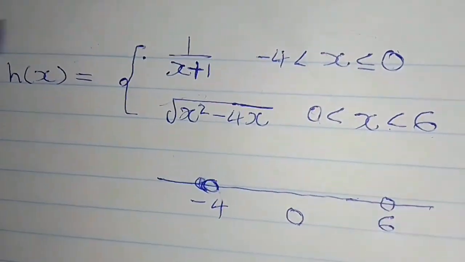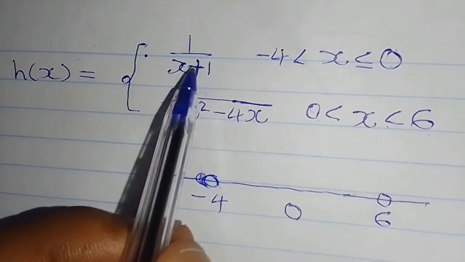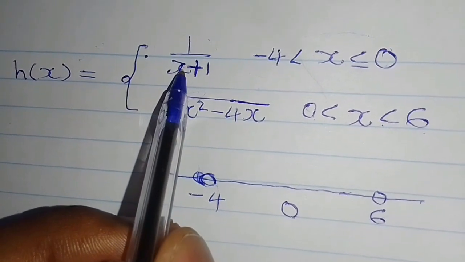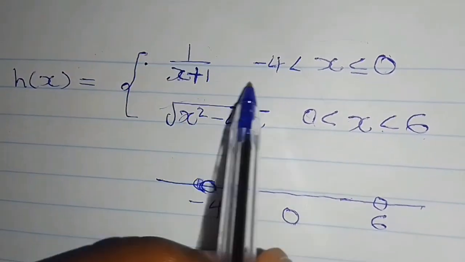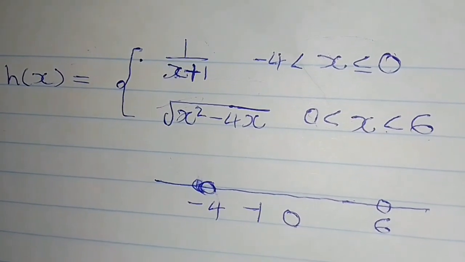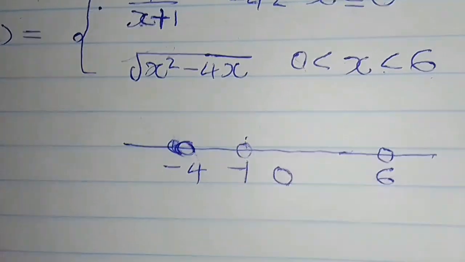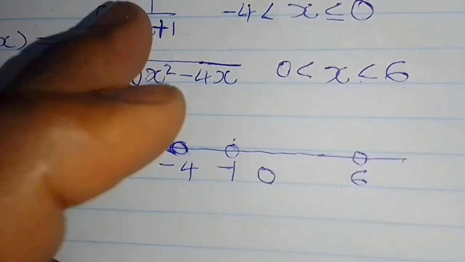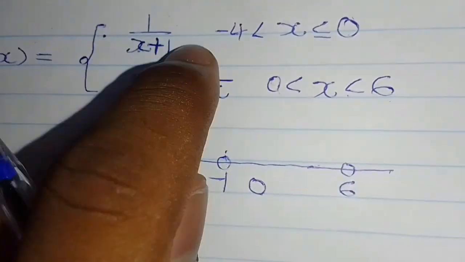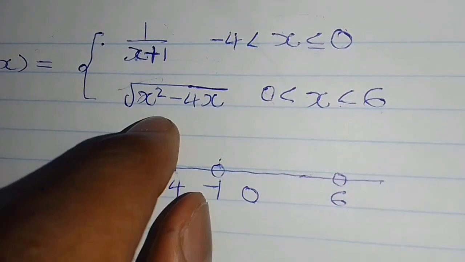Now this function is 1 over x plus 1. This function is undefined at -1 because we're not allowed to divide by 0. If you plug in -1 here, you're going to get undefined. And is -1 in this interval? Yes, we'll find -1 somewhere here. So when we are writing the domain, we'll have to exclude -1 because it gives undefined. For the rest of 1 over x plus 1, in this interval it's defined except at -1. So we'll proceed to the second function.